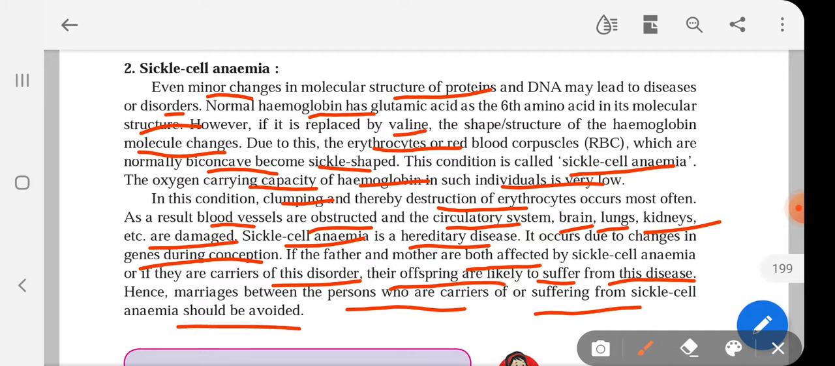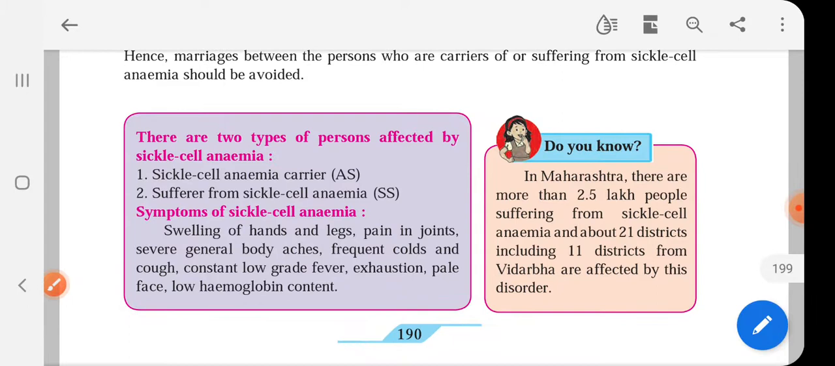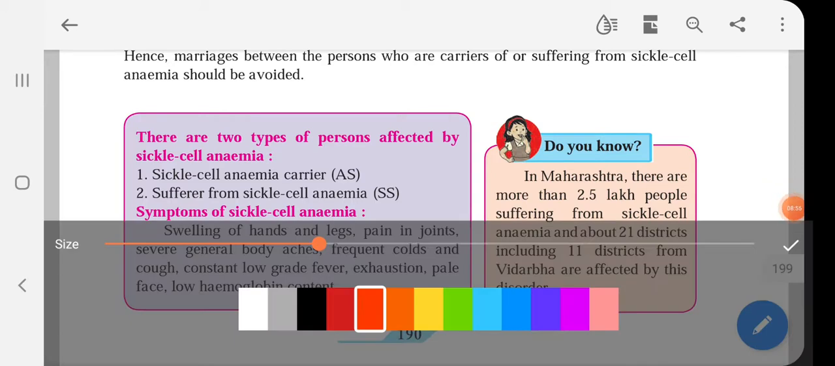So if this disease is already found in the parents, the chances of getting it in their offspring would naturally be more. So in order to have a child, it is better to consult with the doctors. Now there are two types of persons affected by sickle cell anemia. One is called a carrier and the other is called a sufferer.